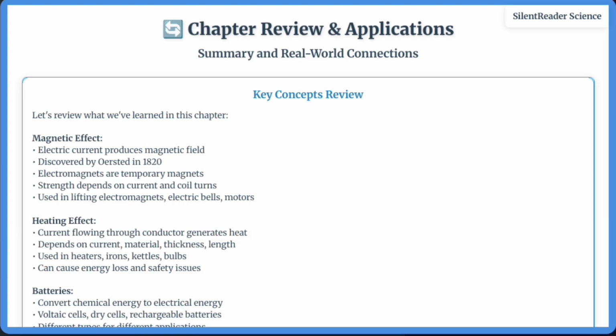As we conclude this chapter, let's review the key concepts and their real-world applications. We've learned about the magnetic effect of electric current, how current flowing through a conductor produces a magnetic field. This principle is used in electromagnets, which are temporary magnets that can be turned on and off. We've explored the heating effect of current, how conductors heat up when current flows through them, which is utilized in various heating appliances but also requires safety precautions.